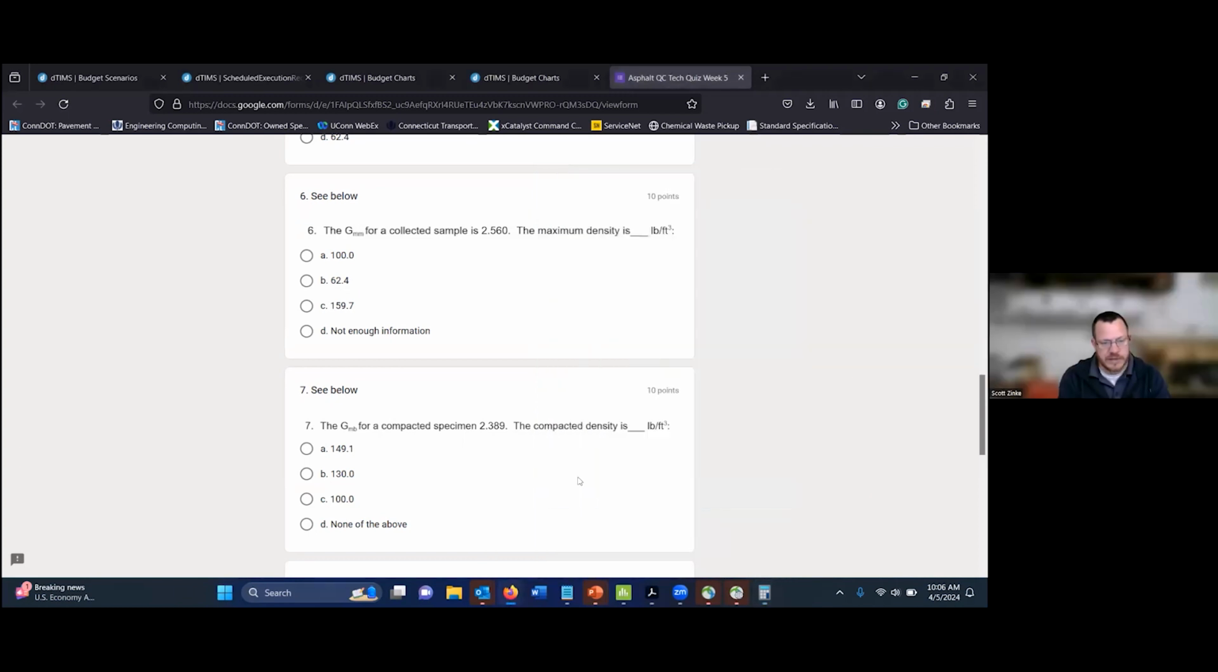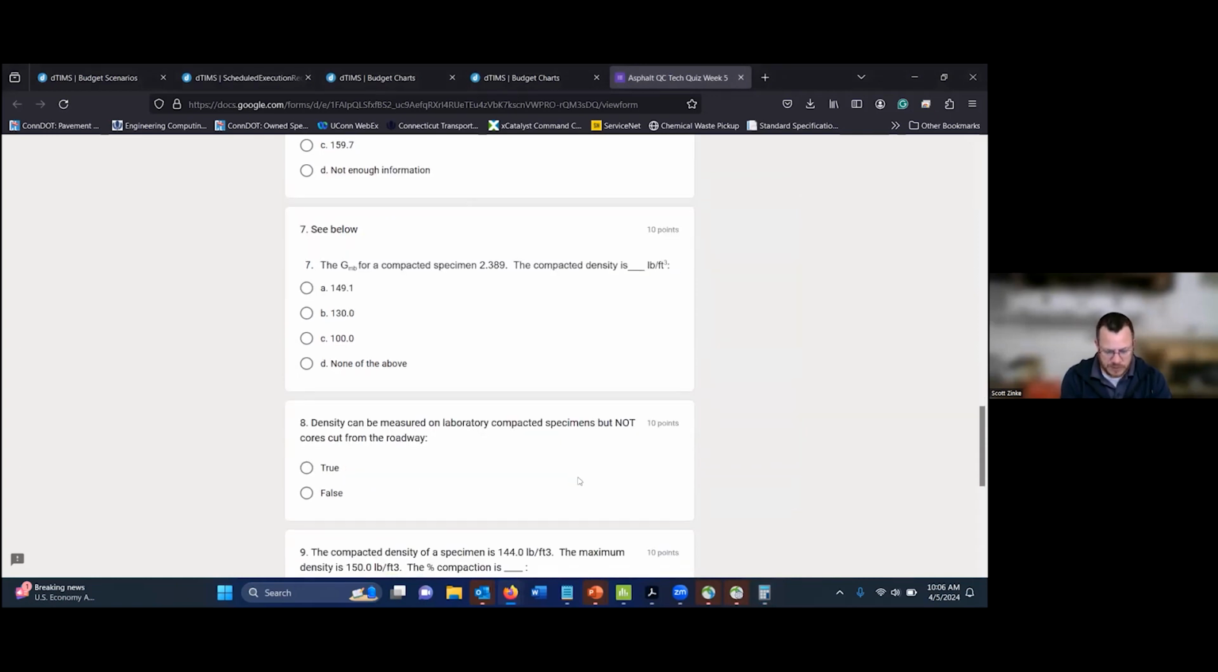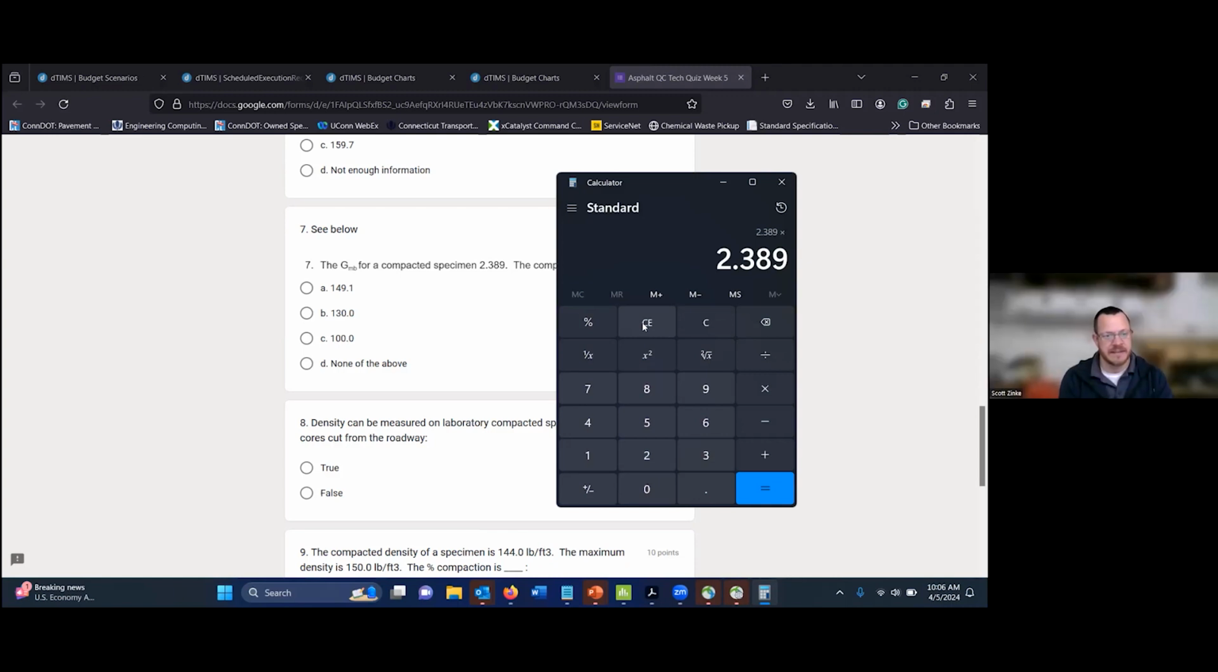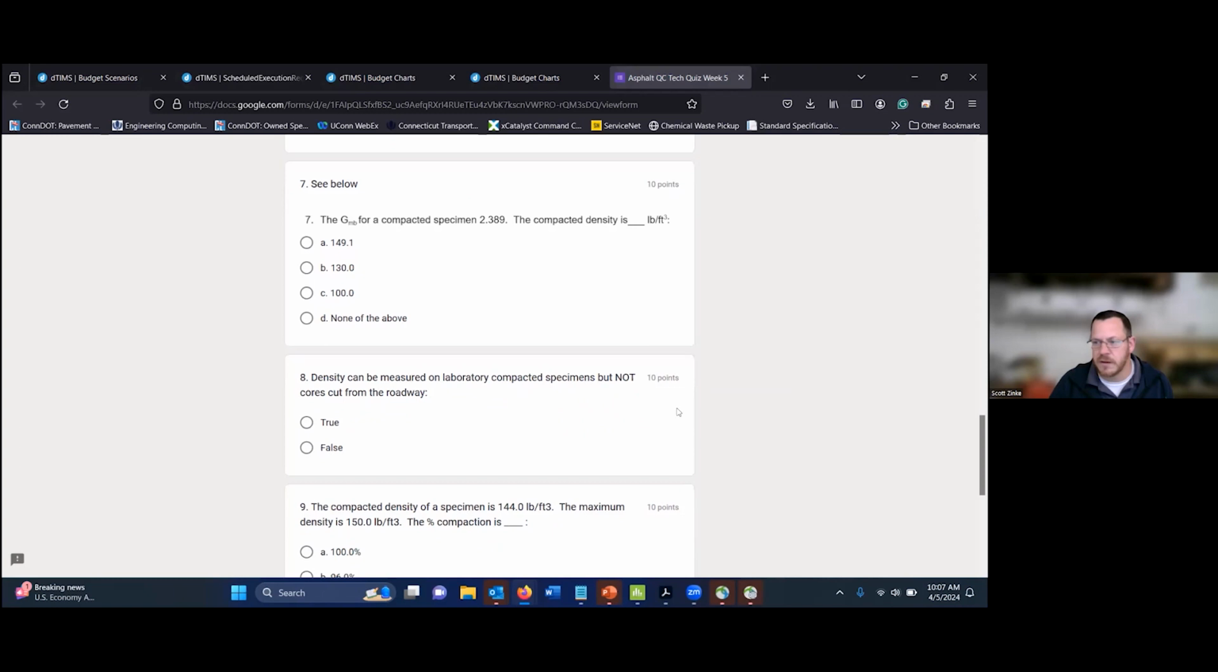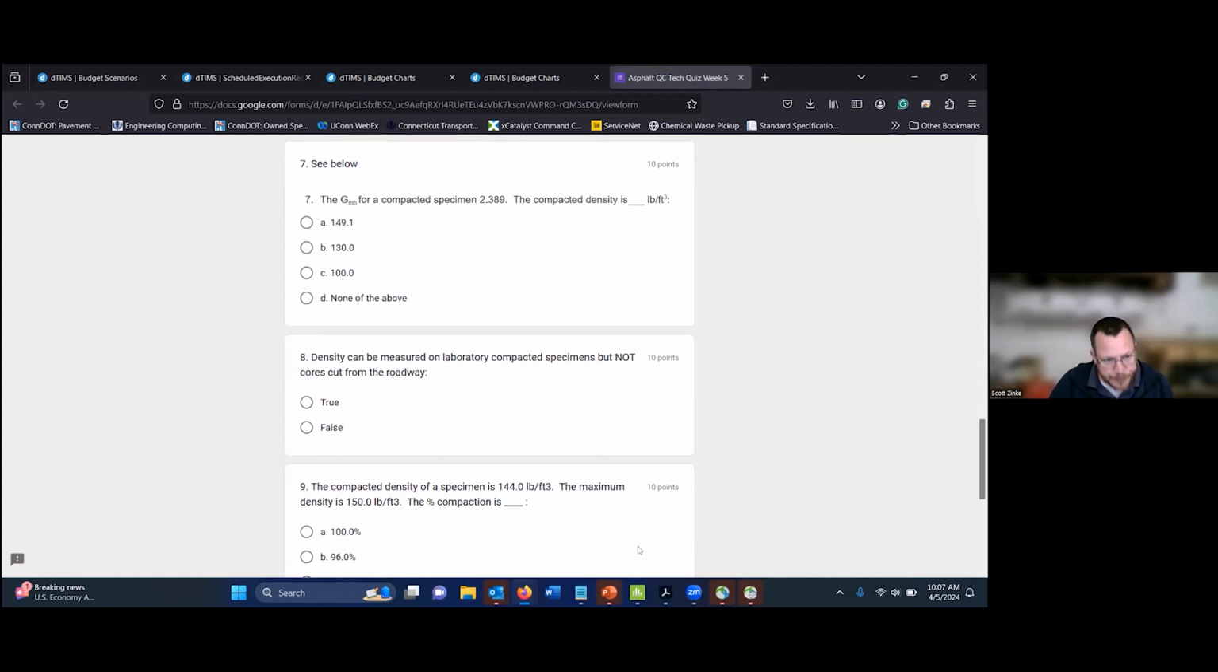For the next one, we have a GMB, again, a bulk specific gravity of 2.389. So 2.389 on the GMB computation, if you multiply that by 62.4, that should give you 149.07, which rounds to 149.1 pounds per cubic foot. And just an FYI, with both of those densities, those are numbers that don't seem like red flags at all to me. Those are very, very reasonable numbers. And so, if you saw those, you could have confidence that your computations were correct.